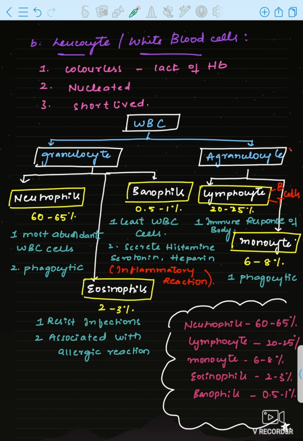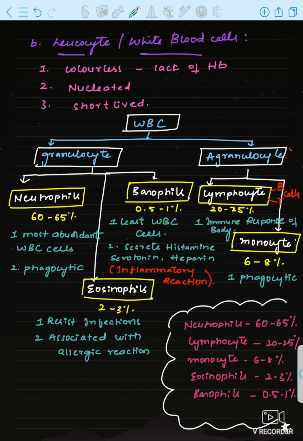Okay, so the next one is eosinophils. What is the function of eosinophils? They resist infection. If any infection is occurring in the body, they stop it. They are also associated with allergic reactions. If any allergic reaction is occurring, they recognize it and stop it. This is the function of eosinophils.